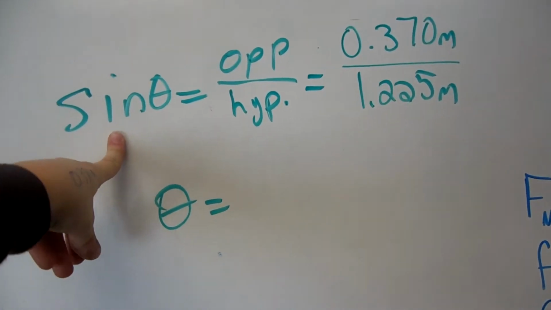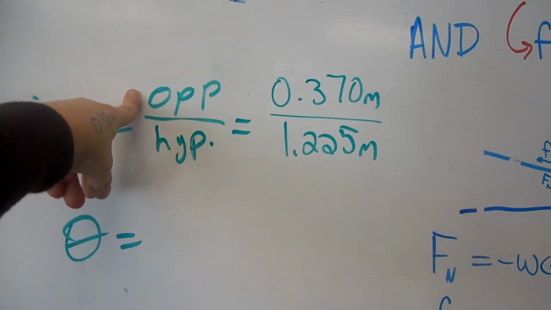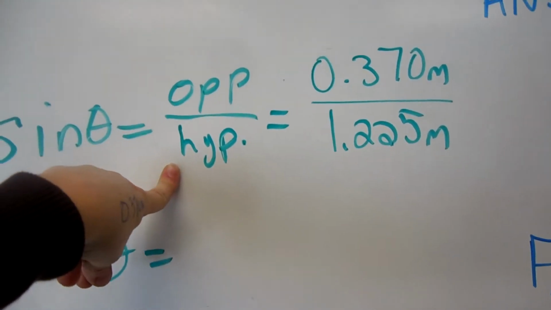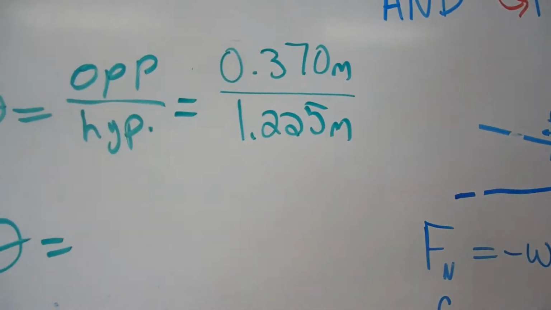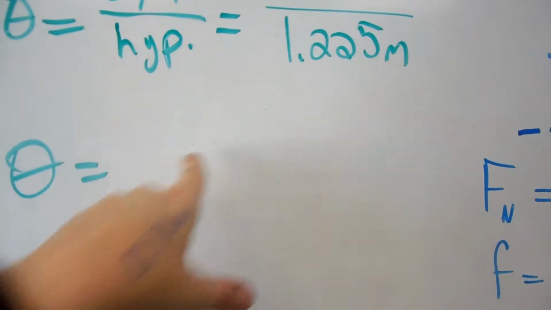So the sine of the angle is the opposite over the hypotenuse. That's the height at which the thing started to slide divided by the hypotenuse, which is the length of the board. So we divide that, and then if we took the inverse sine of that, we'd find theta, which I haven't actually done yet.